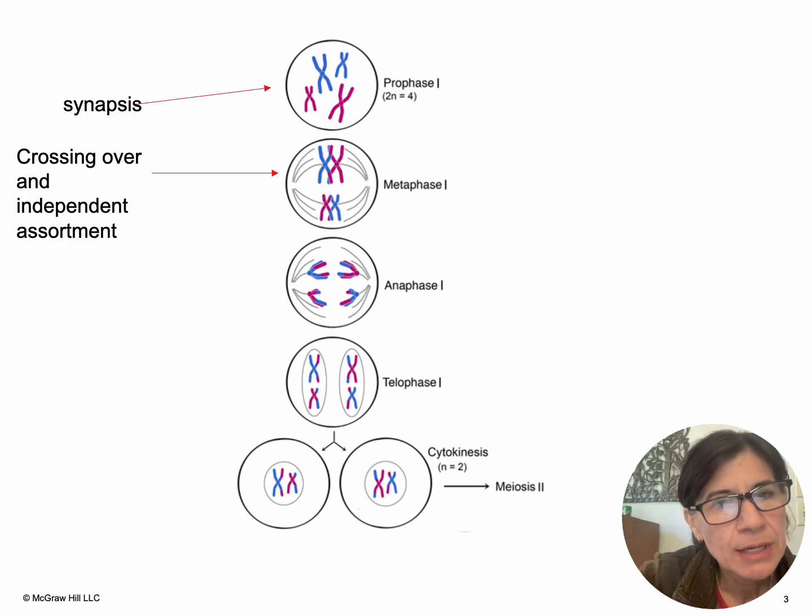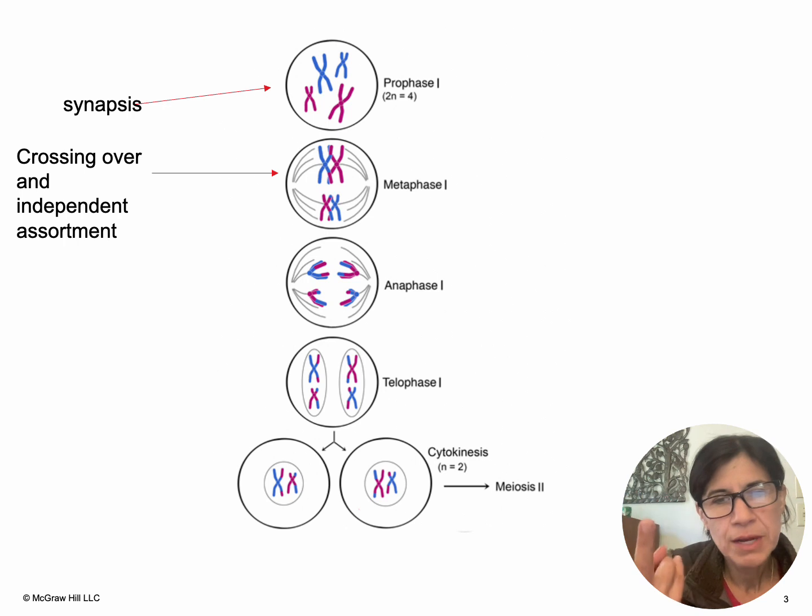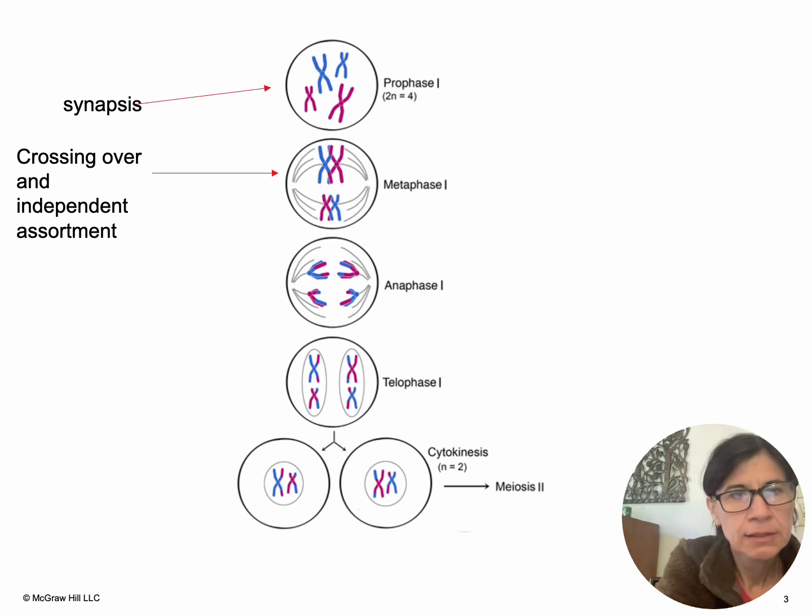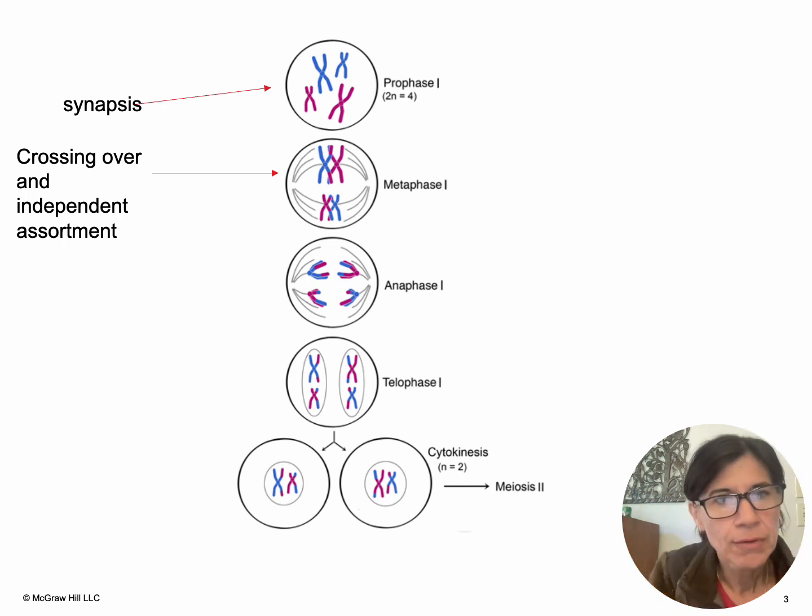Anaphase, they separate, right? And this crossing, this independent assortment just means that the homologous pairs can line up either with the paternal on the right, maternal on the left, or vice versa. And each homologous pair assorts itself independently of the other. So each has a 50-50 chance to be either on the left or on the right.